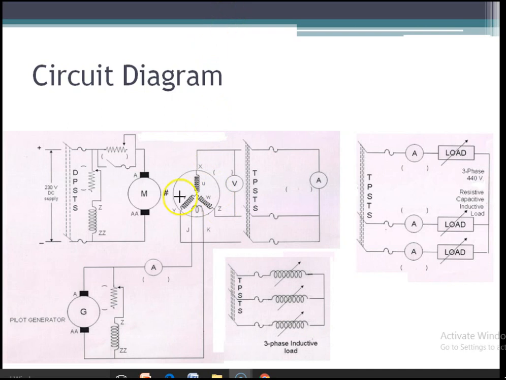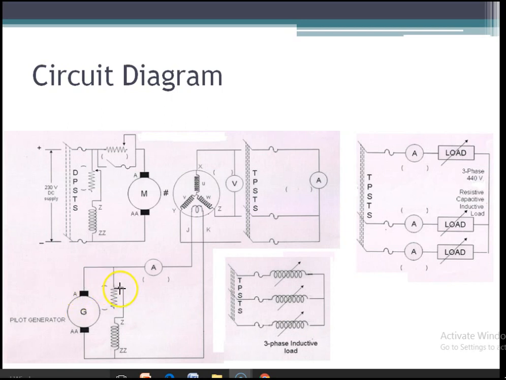Now the speed is at the rated speed, or the synchronous speed of the alternator. The supply to the field is very less now. So we have to increase the excitation of this pilot generator. This pilot generator is an ordinary DC shunt generator which you would have studied in the earlier semester.